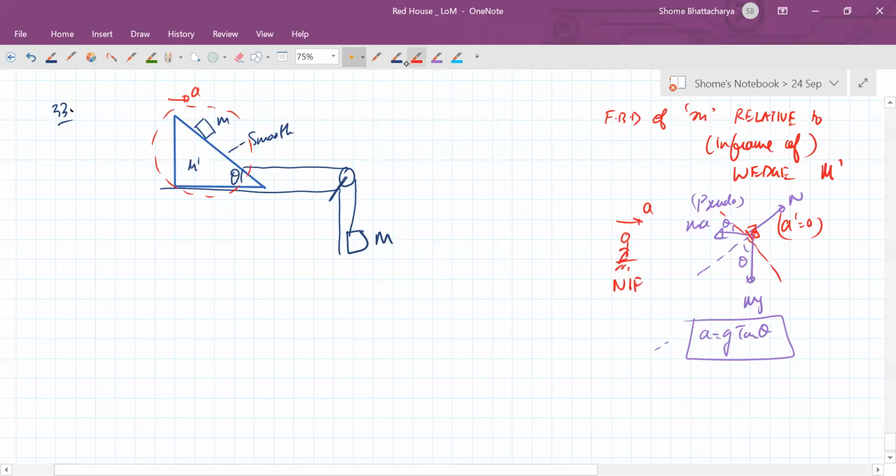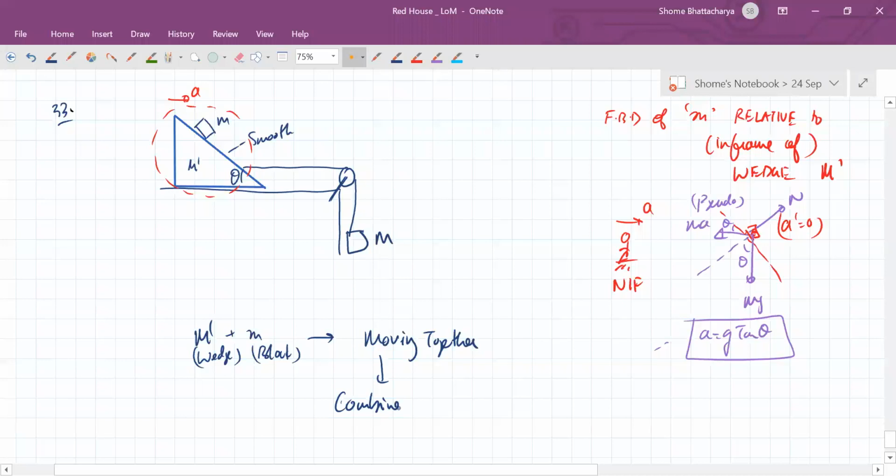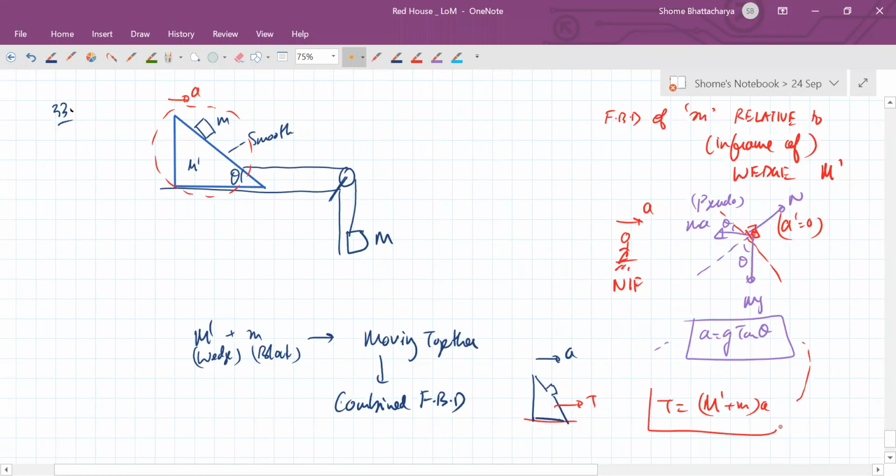Now once you understood A is g tan theta, now what you do is m prime, that is the wedge, plus M, that is the block, they move together. They are moving together. So make a combined FBD. Okay. So this thing plus this thing is moving with this acceleration A, which we just got from here, under the action of only one horizontal force. So this tension should be equal to M prime plus M into A. So substitute this over here. So this is your equation 2.